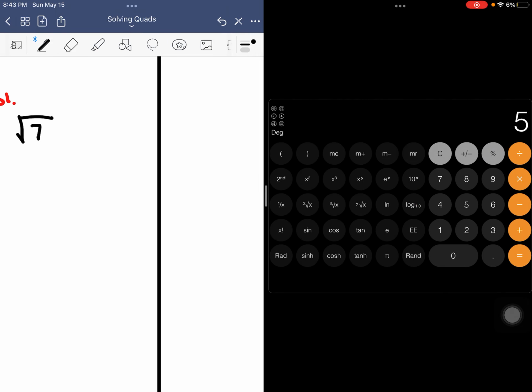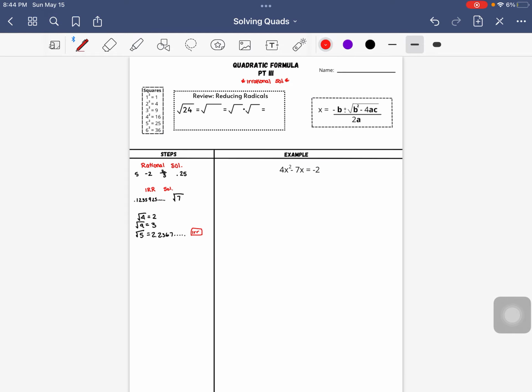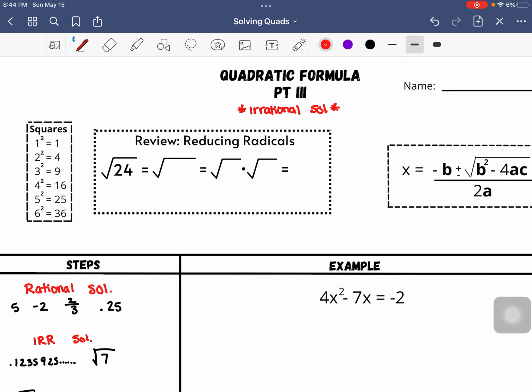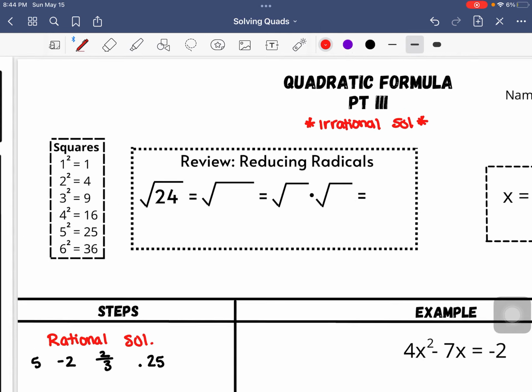Let's see, square root of 5. You see how that gives us a very long, scary number? That is 2.2367, and it keeps going. This one's an irrational solution because of it. It goes on forever. We don't like it. So we're going to be dealing with those guys. Now, since we can't get a nice number, we can reduce them so they look a little nicer. And that's what we're going to cover today.